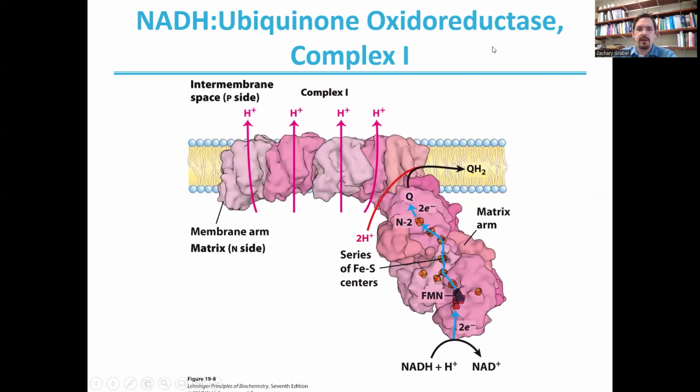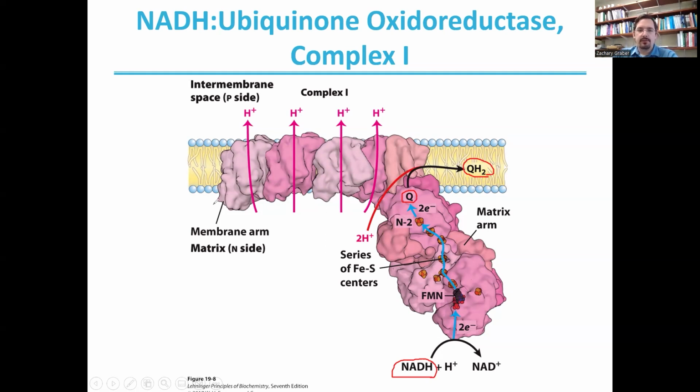So we'll start with complex 1, which is also called the NADH ubiquinone oxidoreductase. As the name suggests, our complex 1 is going to transfer electrons from NADH to our ubiquinone, or coenzyme Q. So ultimately, we're going from our reduced NADH and our oxidized coenzyme Q, or ubiquinone, to our reduced coenzyme Q, or ubiquinol, and our oxidized NAD+.